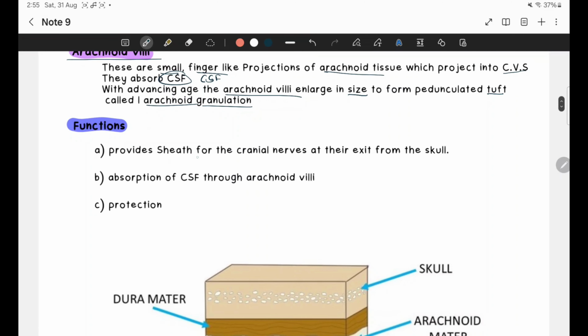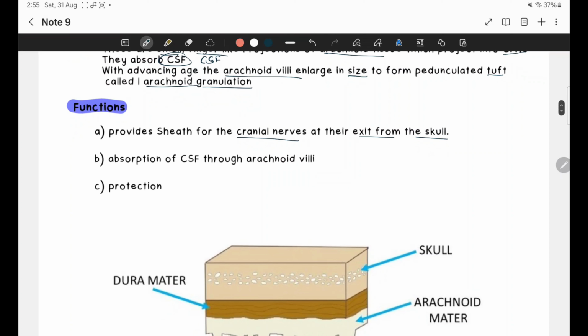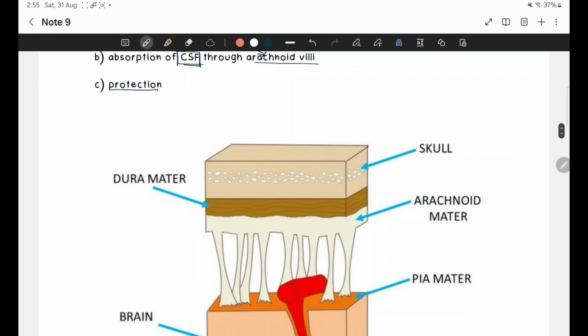Then the functions: it provides a sheath for cranial nerves at their exit from the skull. Then the absorption of CSF through the arachnoid villi. As we have seen, CSF is mainly absorbed by the arachnoid villi. Then the most common function is protection.